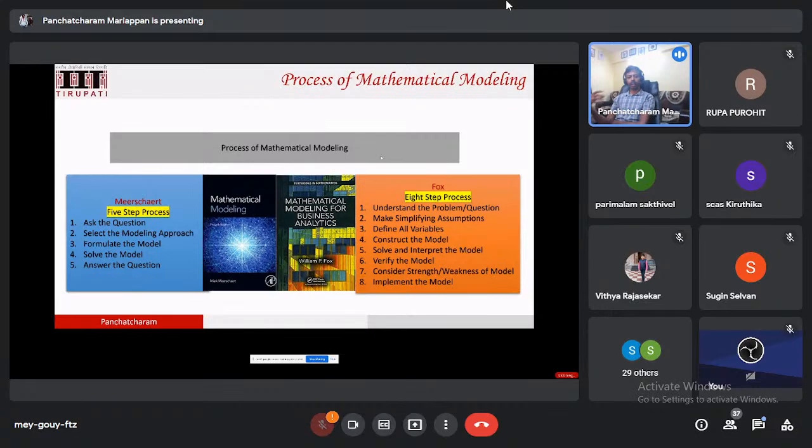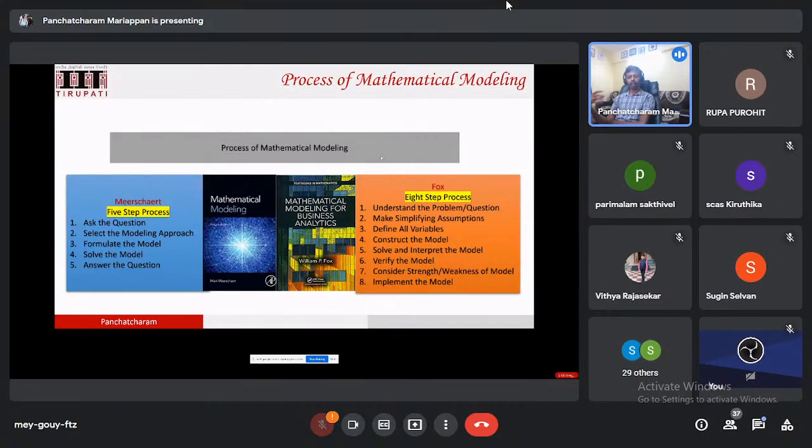Okay, so let us see the 9 steps to construct the model. Steps in model construction, 9 steps. This is again from this textbook. The one extra step is given as follows, but it is the same thing. Understand the question to be asked. Make simplifying assumptions. Define all variables. Construct the model. Solve and interpret the model. Then test the model. Do the results pass the common sense test? You have to check it. If not, you have to repeat the process again.